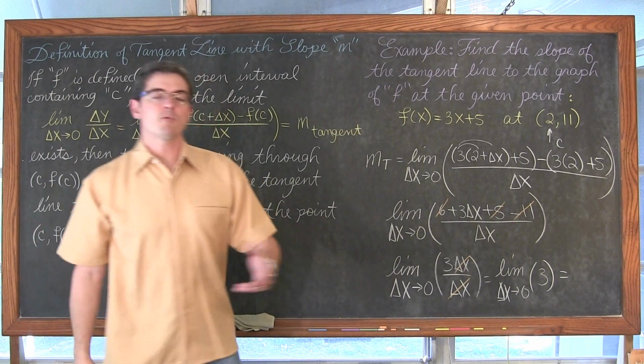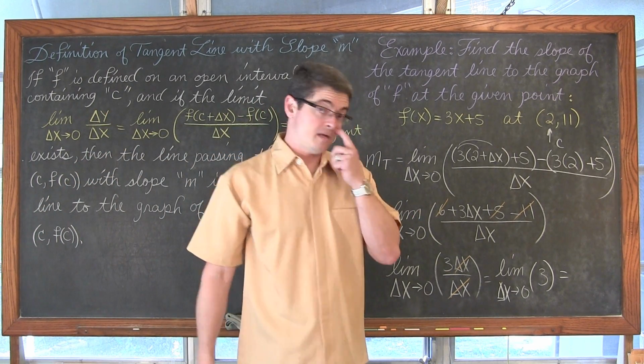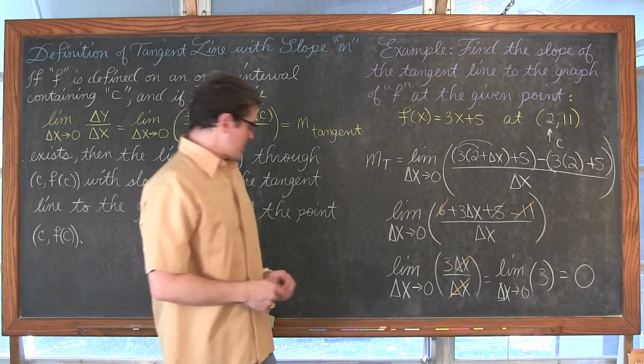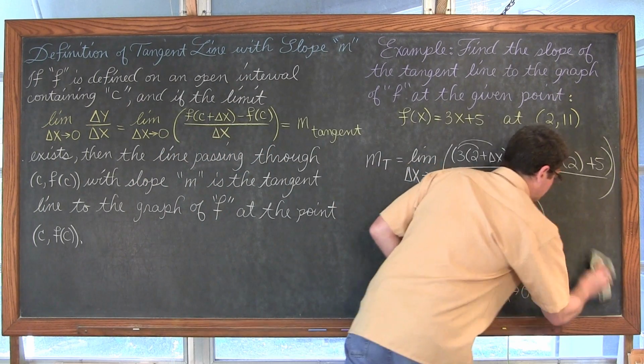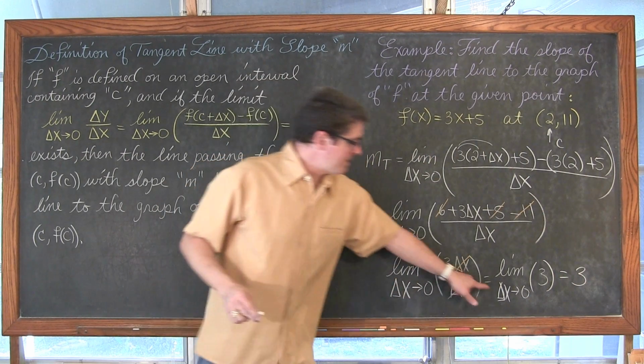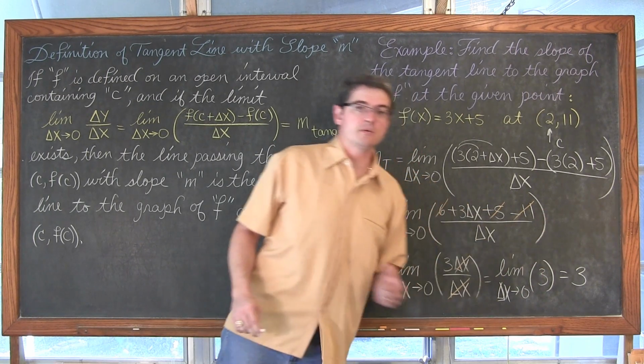And we know from one of our properties of finding limits that the limit of a constant is always going to be equal to, or excuse me, not 0, but 3. Had a little brain fart there for a second. No matter what delta x is approaching, the function's value is 3. It's always going to be equal to 3.